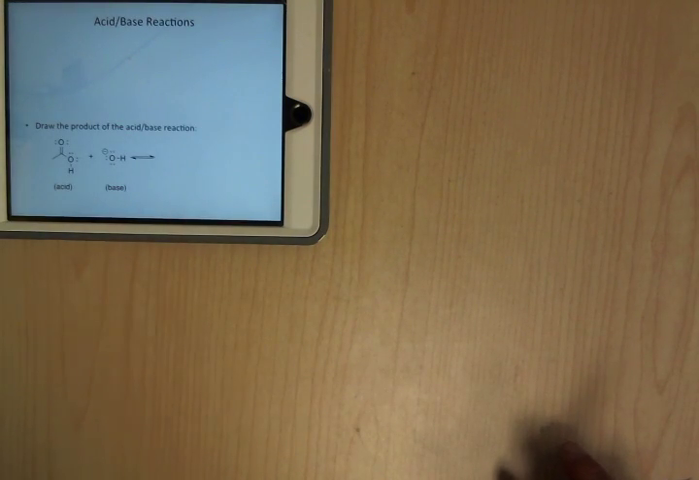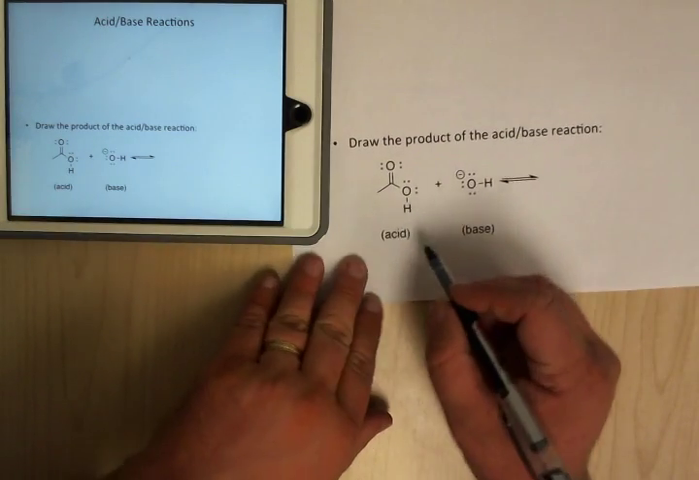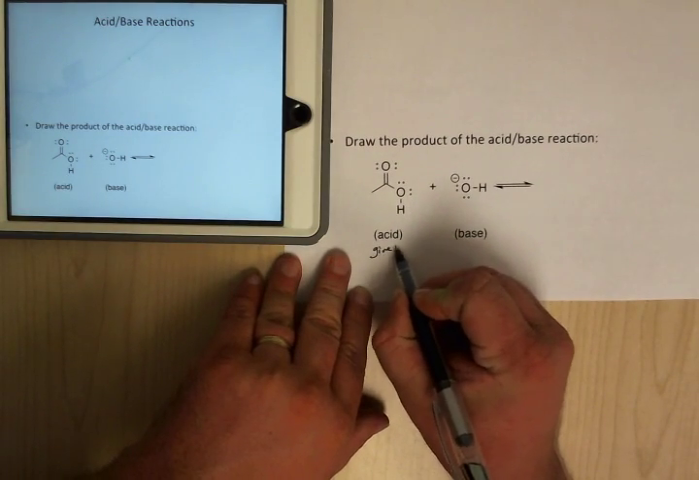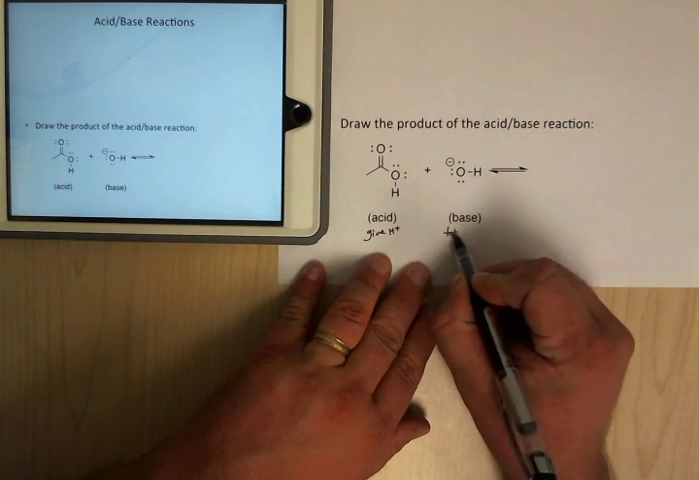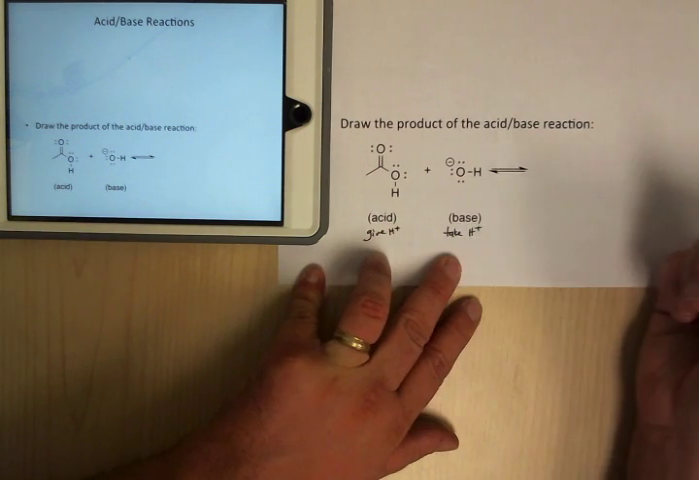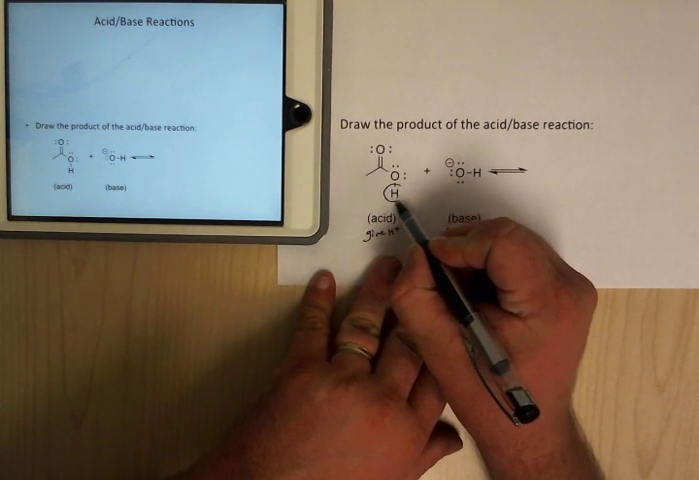Okay, so for acid and base, this is pretty straightforward. What do acids do? They give H+. What do bases do? They take H+. Okay, that's the easiest thing. So what's the most acidic hydrogen on here? It's actually this one right here.